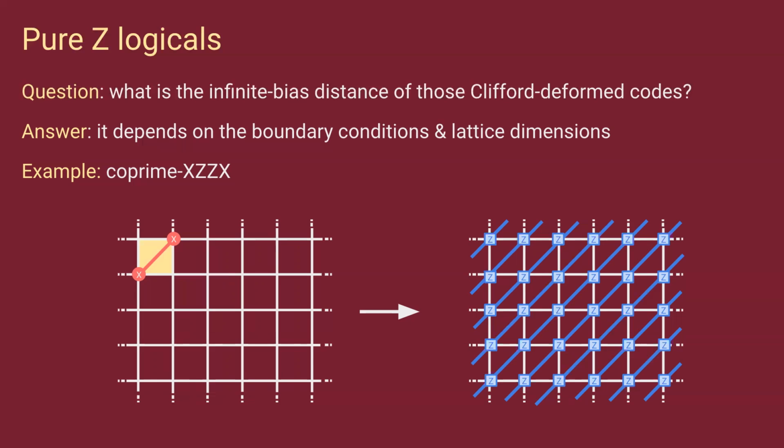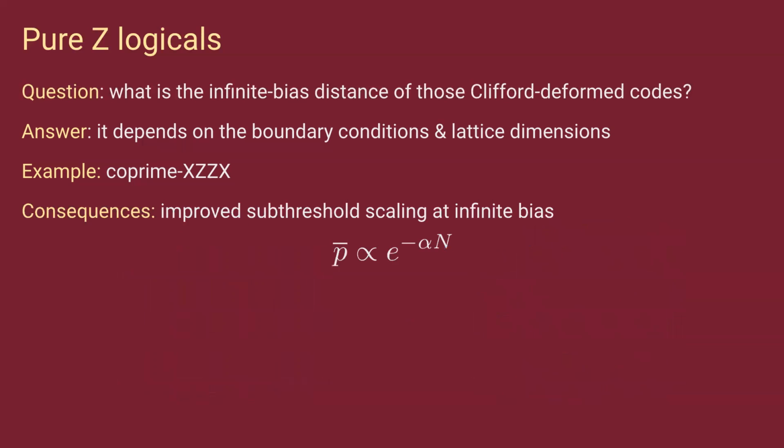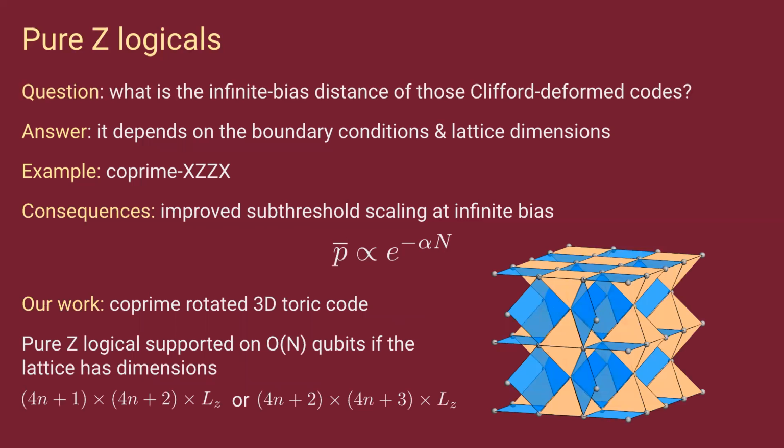Basically, those are logical operator properties. And as a consequence, we have an improved subextensive scaling that we can obtain. Now the logical error rate becomes exponential minus alpha n, where n is the number of qubits. In our work, we found a related 3D code that has a pure Z logical operator of weight order n cubed. The lattice has some specific dimensions, which are coprime, but not only coprime. They have to have some specific values modulo 4, basically.